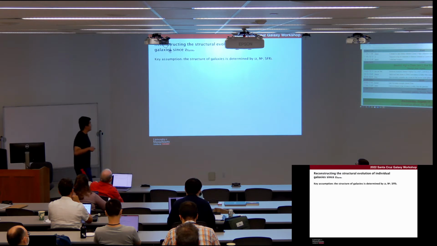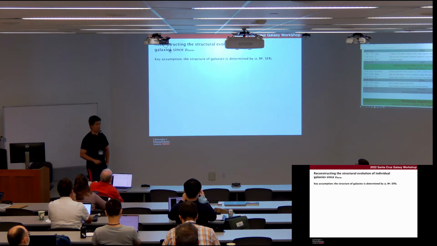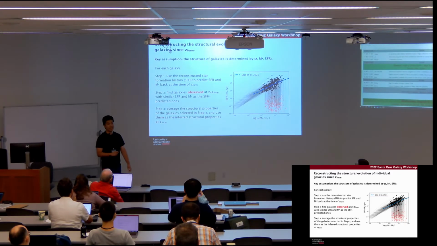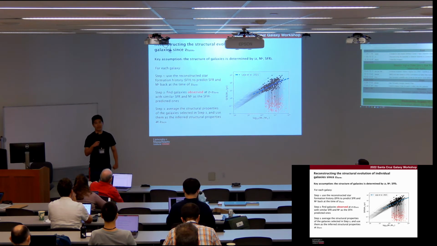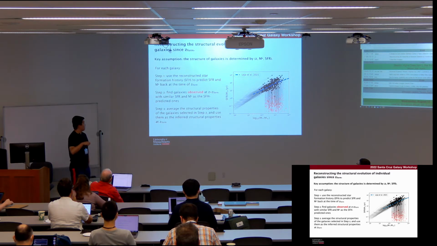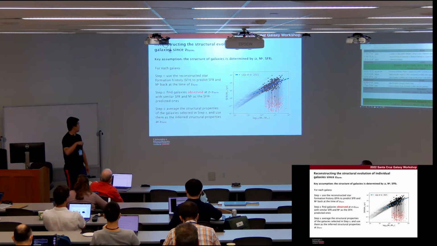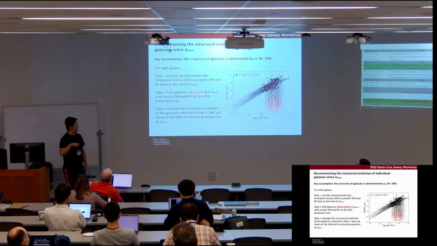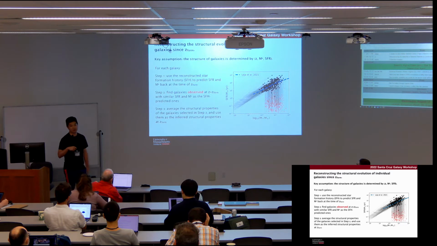And the only key assumption we make is that the structure of a galaxy is known once its redshift, stellar mass, and star formation rate are known. So for each galaxy, we first use its star formation history to predict what the star formation rate and stellar mass looked like back at the time they formed. Then we go to the real galaxies which are actually observed as they form, with similar star formation rate and stellar mass. And then we use the average structural properties found in step 2 as the inferred structural properties of galaxies as they form.